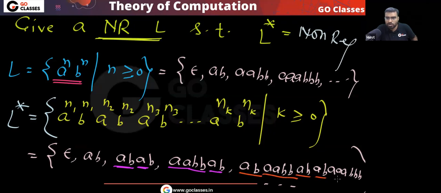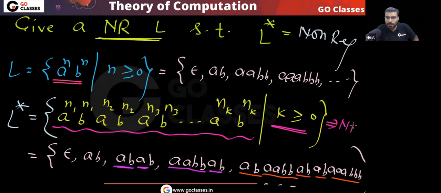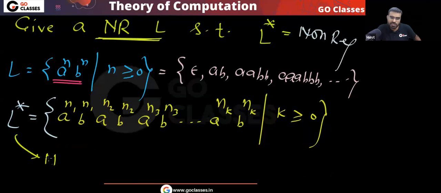You can notice you have these type of strings. Is this clear? Please tell me. So your L star is A power n1, B power n1, A power n2, B power n2, like this, and so on, A power nk, B power nk, where k is greater than or equal to 0. And this language is not regular. You can note this language is not regular.